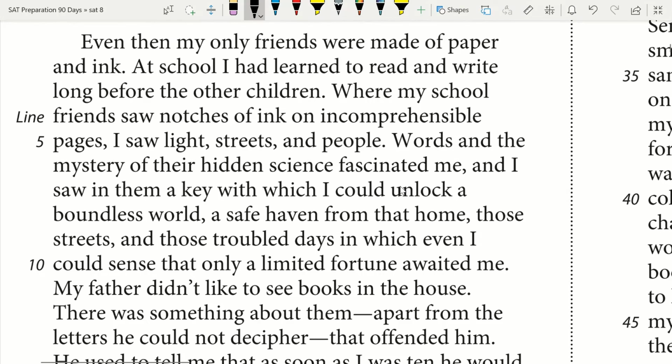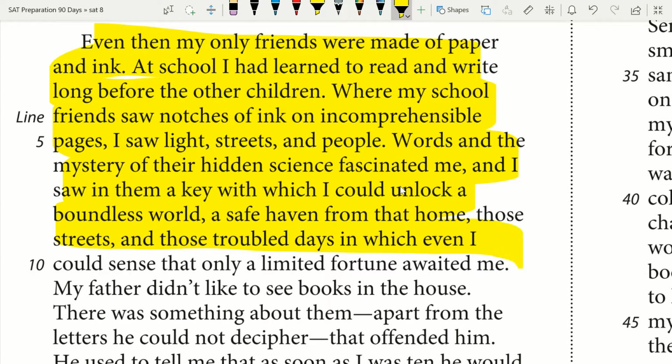So we have, "Even then my only friends were made of paper and ink. At school I had learned to read and write long before the other children. Where my school friends saw notches of ink on incomprehensible pages, I saw light, streets, and people. Words and the mystery of their hidden science fascinated me, and I saw in them a key with which I could unlock a boundless world, a safe haven from that home, those streets, and those troubled days in which I could sense that only a limited fortune awaited me."